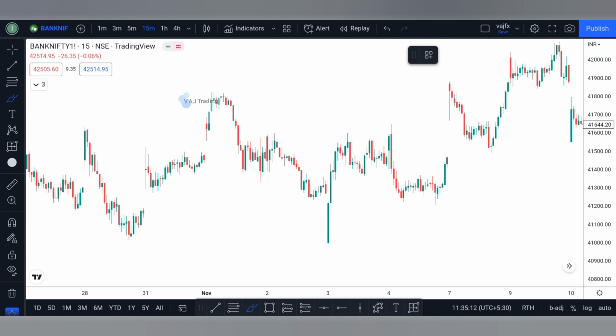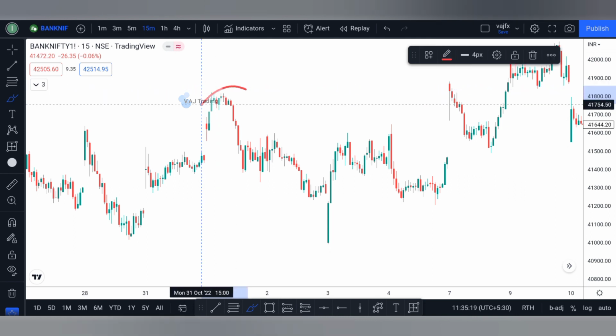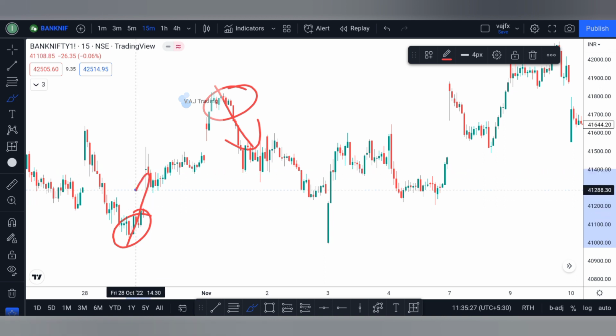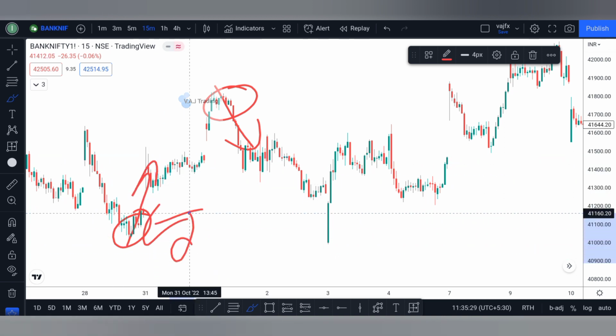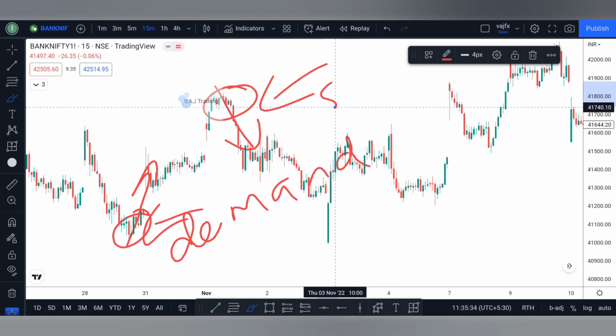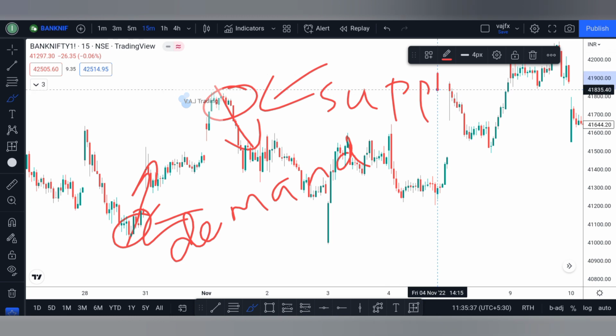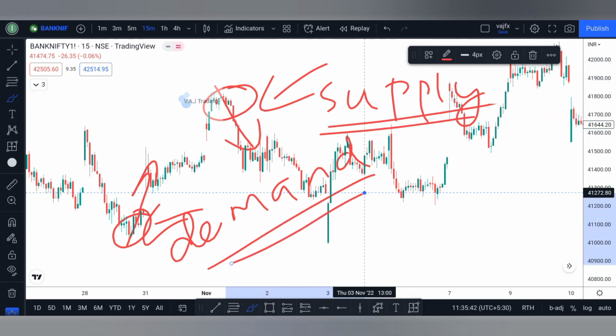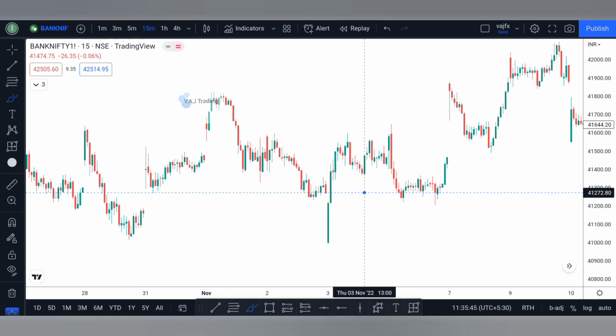So what is supply and what is demand? Okay, so supply is the place where the sellers will enter into the market. See here, price comes down. So here the sellers enter the market, and here buyers enter the market to push the price up. So this is known as demand. This is known as demand, and this is known as supply. So the place where sellers are present is known as the supply level, and the place where buyers are present is known as the demand level.